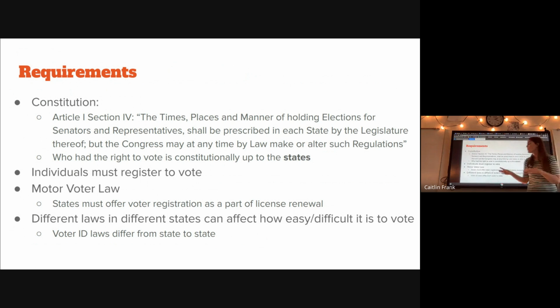However, what they found with motor voter laws is although this did lead to many more people registering to vote, it didn't actually lead to larger turnouts on election day, because just because you say yes, I'll register to vote doesn't mean you're going to actually show up to vote.